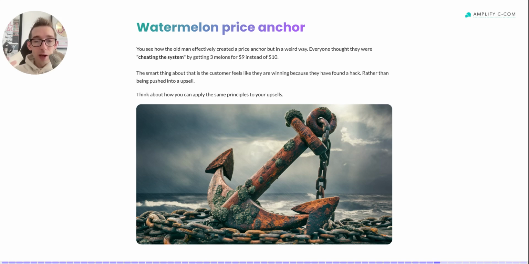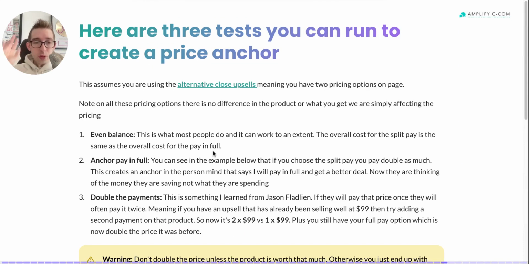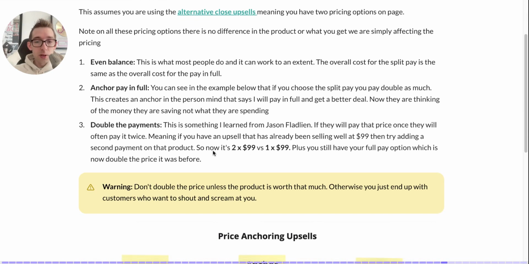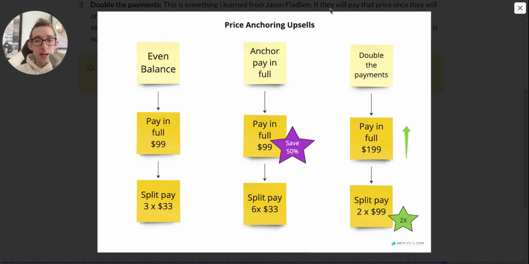So let's see how we can apply the same principles to upsells. And this is really cool. We use it a lot. It's pretty damn awesome. So there's 3 tests that you can use on your alternative close upsells to create a price anchor. So let's break these down. So you've got even balance price anchor. So remember, we said we want to put 2 options, use the alternative close upsell, 2 options on each upsell page. So option number 1 is going to be the full pay, and option number 2 is going to be the payment plan version.